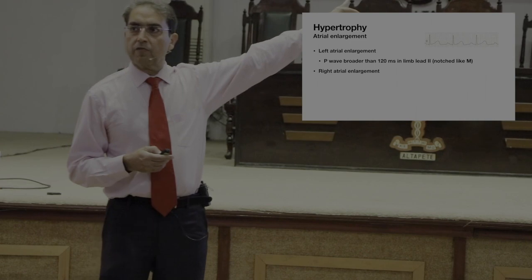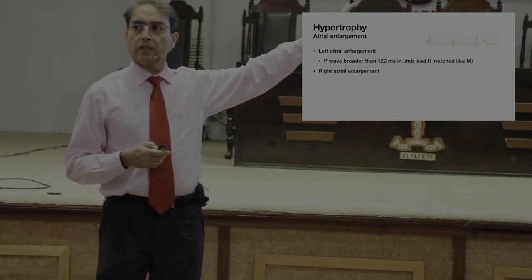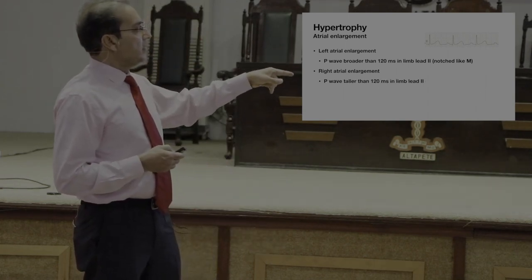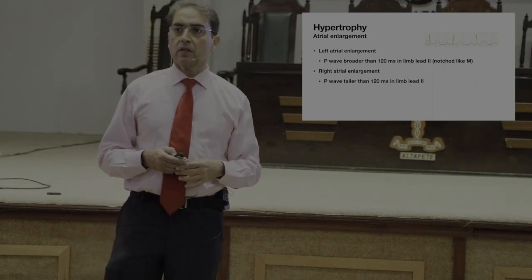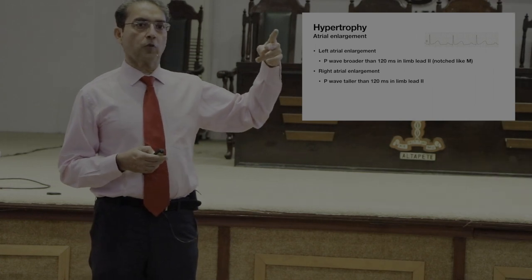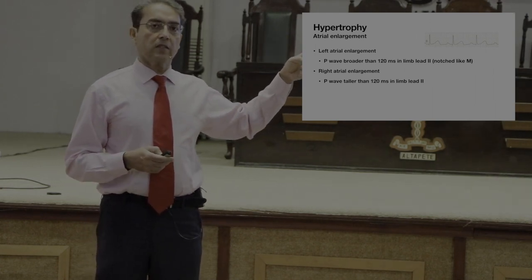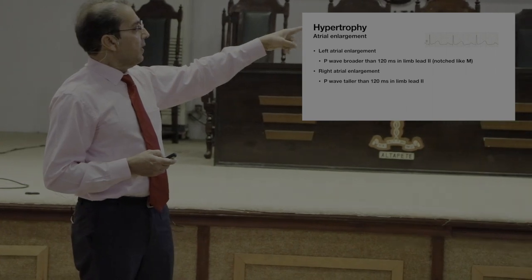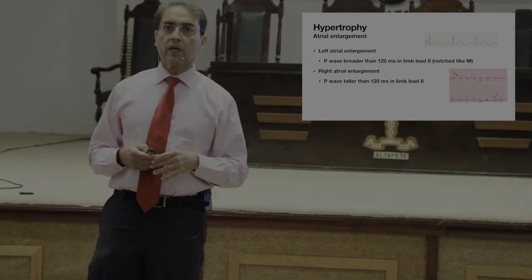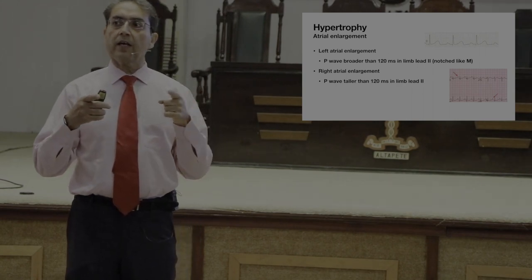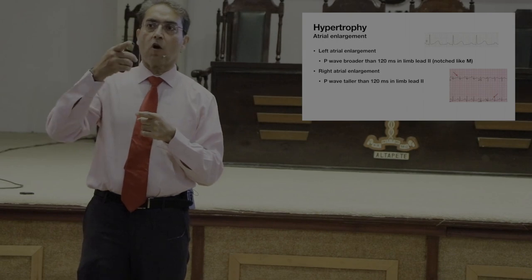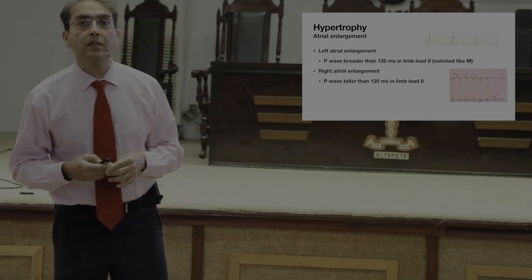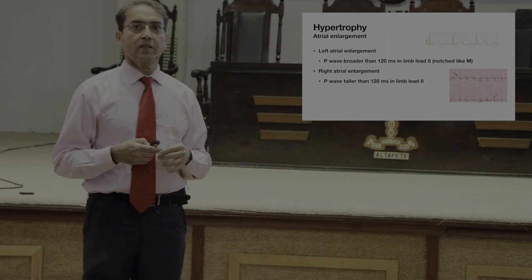It's an M-shaped P wave. It's broader than 3 small squares. This is left atrial enlargement. Similarly, in right atrial enlargement, the P wave is taller than 3 small squares. If its height is more than 3 small squares, this is right atrial enlargement, and you can see that in that ECG. So this is how we see atrial enlargement. In left atrial enlargement, the P waves are broad, while in right atrial enlargement, the P waves are tall. The tall P wave is also called P mitral.